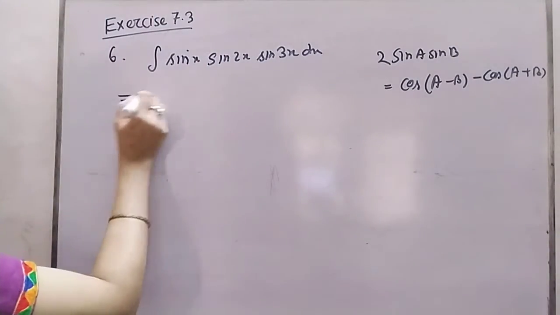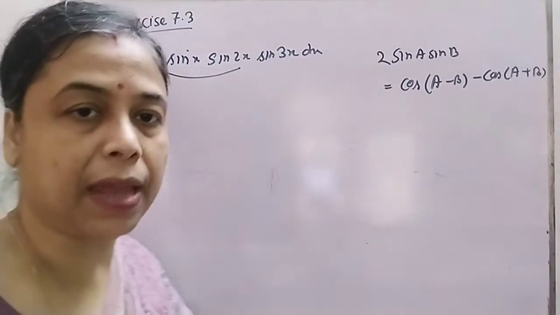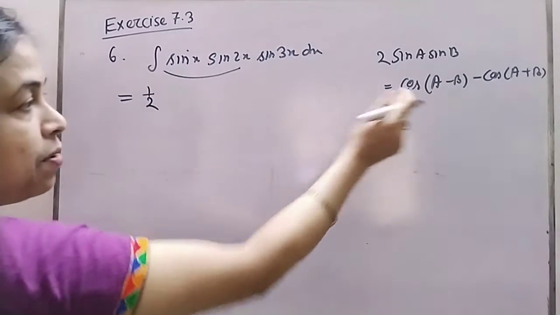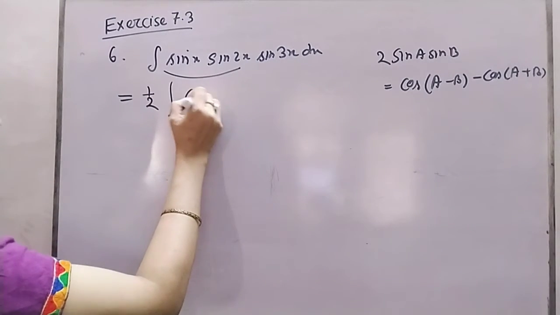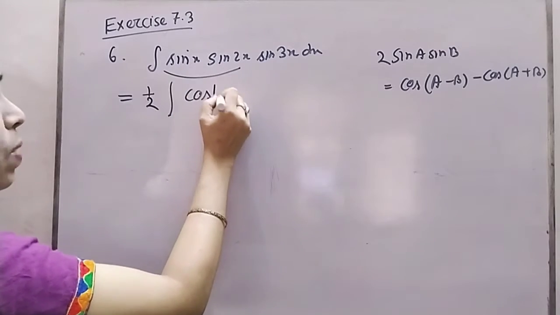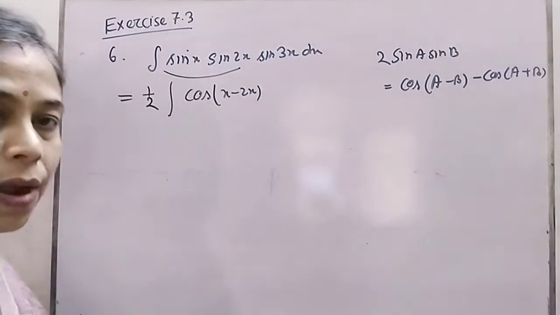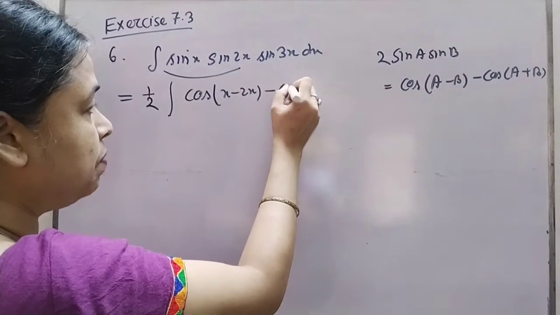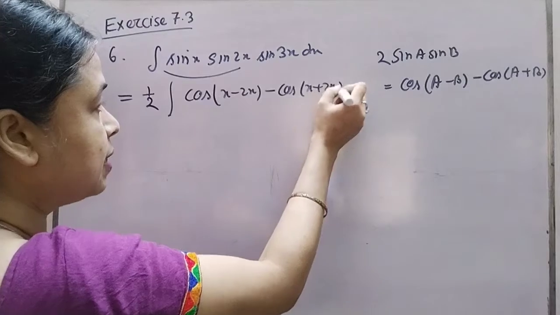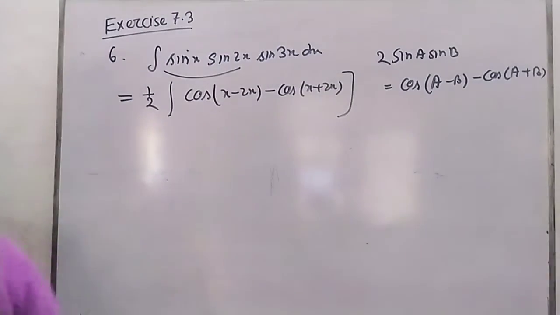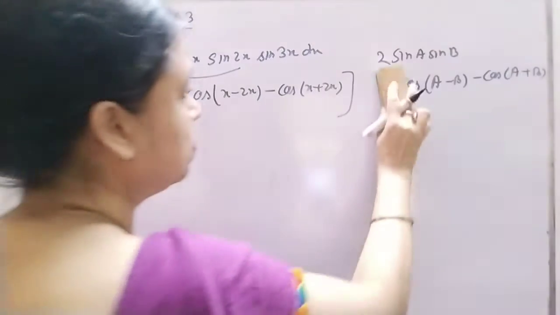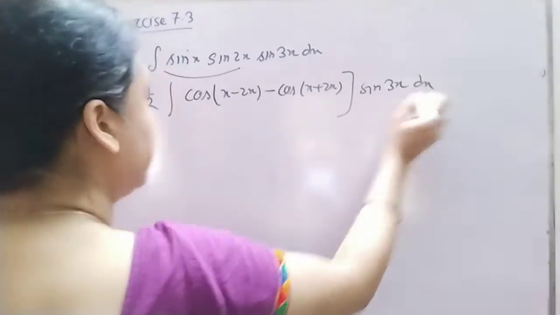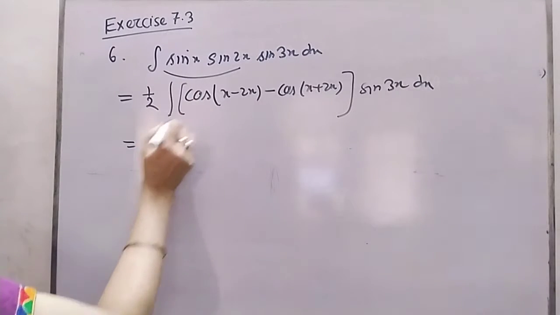So here I'll use this: select any two of them and use the formula. That will be equal to half, since the 2 goes to the right, integration of cos(a minus b), that is x minus 2x. As I told you earlier, you may also write it as 2x minus x, but you cannot change this negative and positive. Minus cos of (x plus 2x), whole into sin 3x dx.